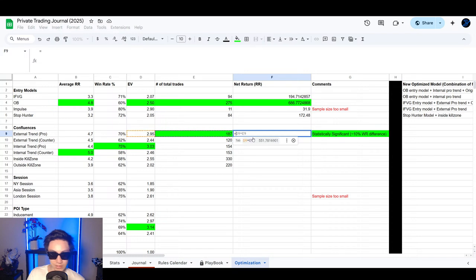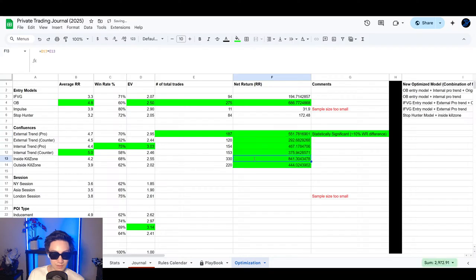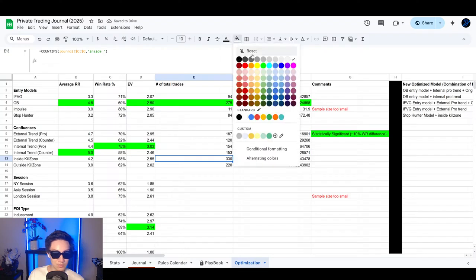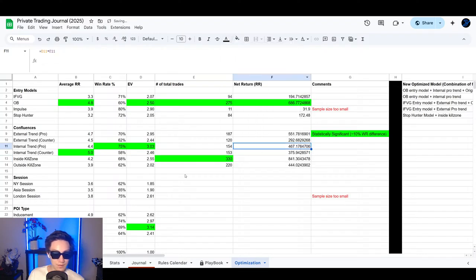So all you have to do here is just take these, multiply by this. Oh, I already knew what I was doing ahead of time. Perfect. So we just drag these down. It just converts each one through reference. And there it is. I'm going to reset all these here. Number of total trades here, the most is inside kill zone, which makes sense. And the net return, whichever has the biggest return, is obviously inside kill zone because that's a bigger category than the trend categories.